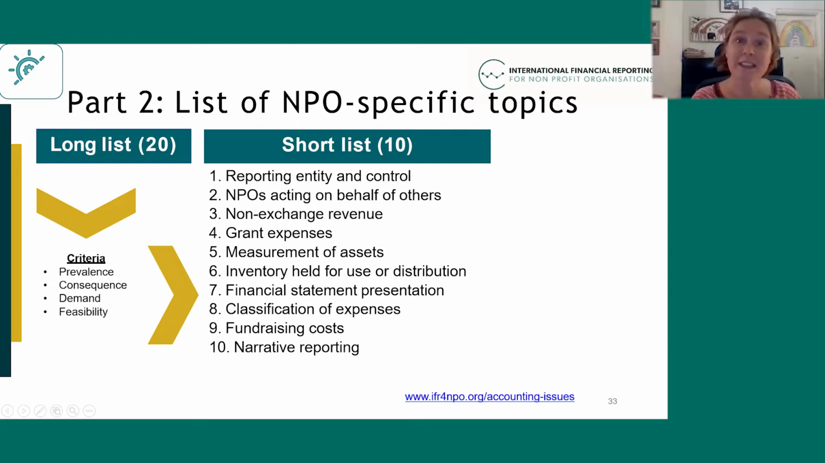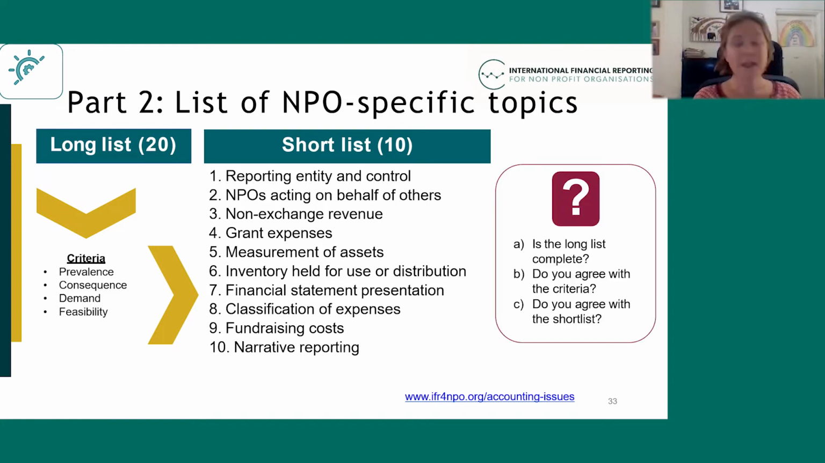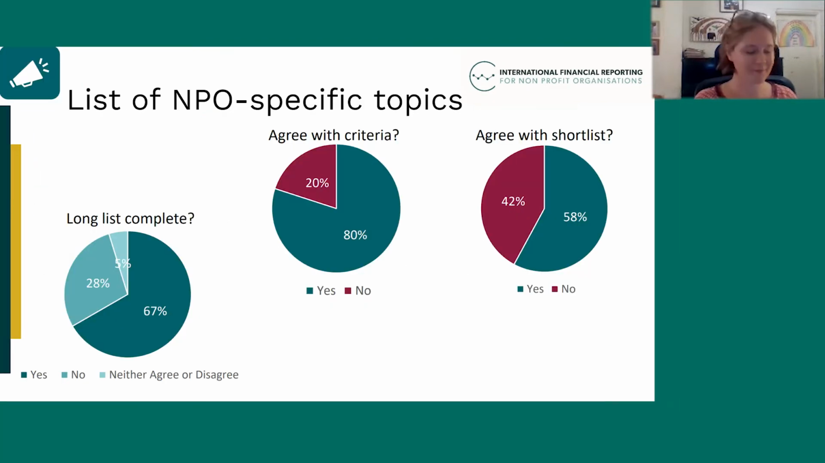So we developed some criteria to prioritize the topics and assess the long list against those criteria to come up with a short list of 10 topics, which are covered in part two of the consultation paper. So in the consultation paper, we asked these three questions. Is the long list complete, or are there other issues that we should also be considering? Are they the right criteria? And do you agree with the shortlist?